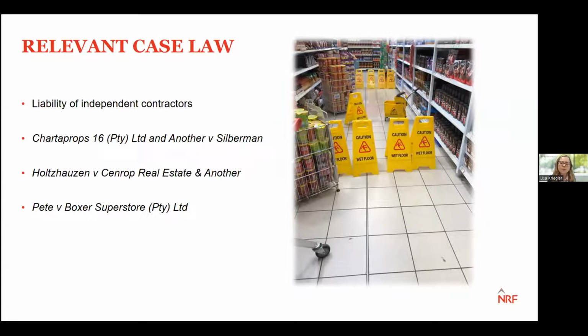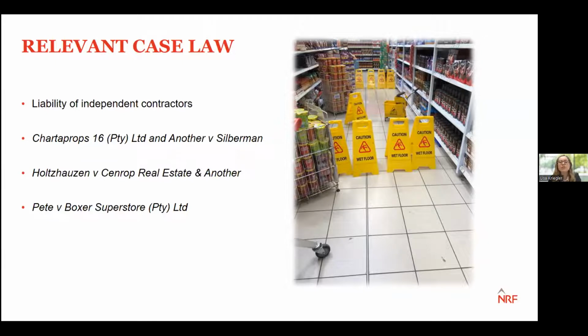In the Charter Props case, the plaintiff sued a mall owner and its cleaning company for damages when she slipped and fell in a mall. She alleged that the cleaning company was negligent in failing to detect and remove a spillage, and that the mall owner was vicariously liable for the cleaning company's negligence.